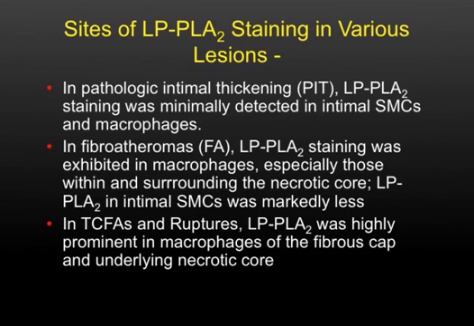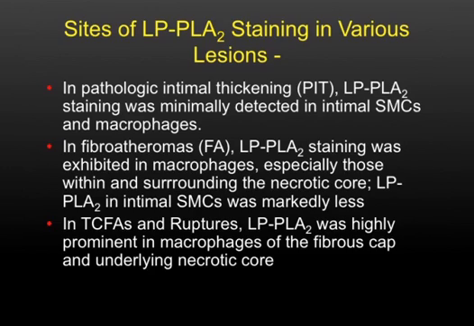So, sites of LPPLA2 staining in various lesions. In pathologic intimal thickening, the staining is minimally detected in the intimal smooth muscle cells and macrophages. However, in fibroatheromas, LPPLA2 staining was exhibited in macrophages, especially those within and surrounding the necrotic core, and LPPLA2 in intimal smooth muscle cells is much less. In thin cap fibroatheroma and ruptures, LPPLA2 is highly prominent in macrophages in the fibrous cap that are undergoing and forming the necrotic core.